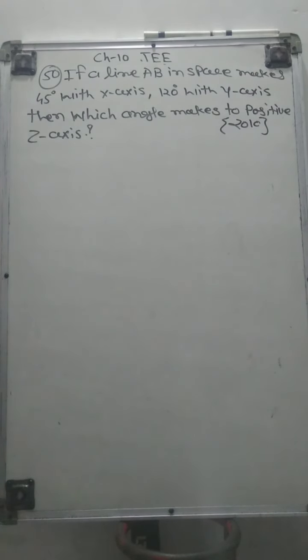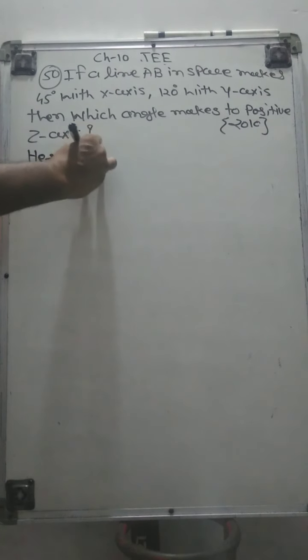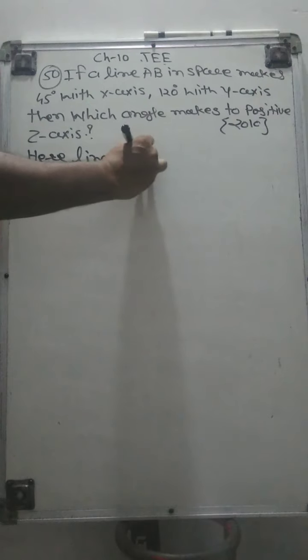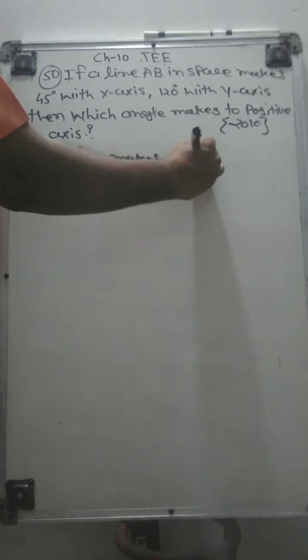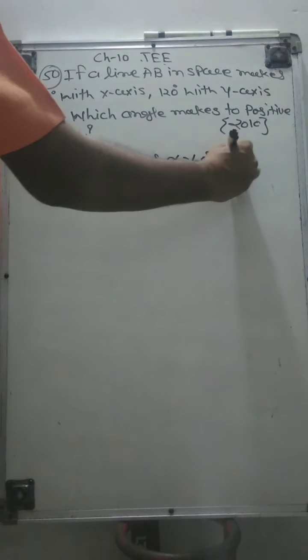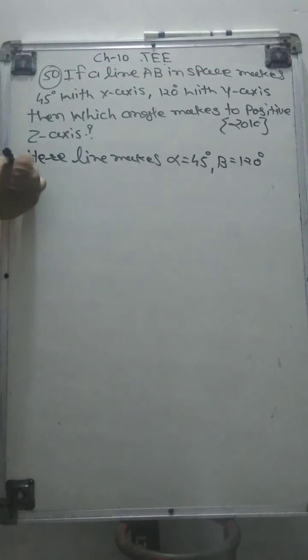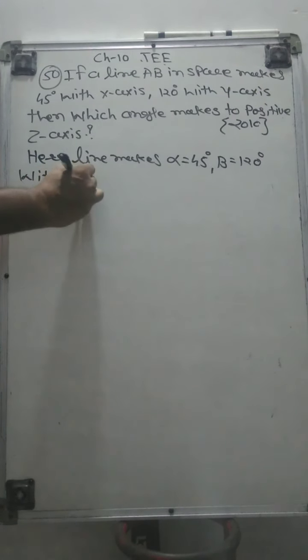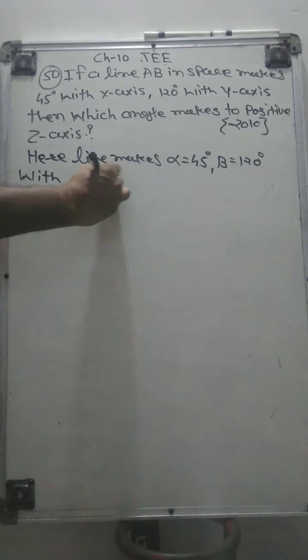Next, sum 50. If a line AB in space makes 45 degree with the x-axis and 120 degree with the y-axis, then which angle does it make with the positive z-axis? This is a 2010 JEE question. So here, the line makes alpha 45 degree and beta 120 degree with the x and y axes.